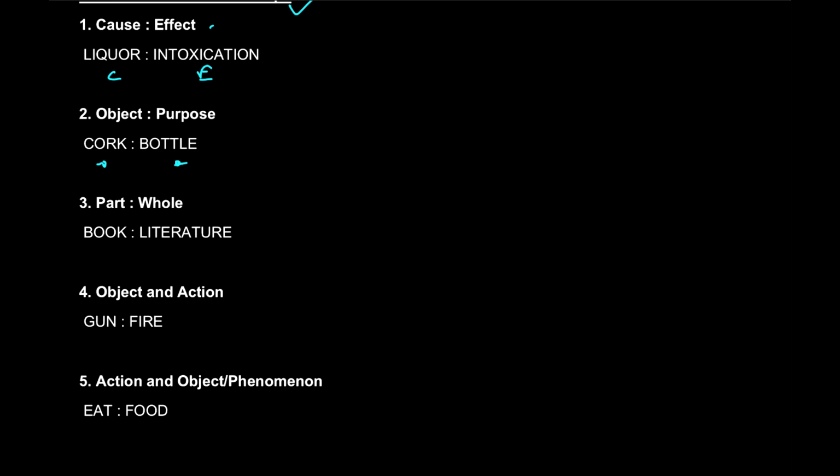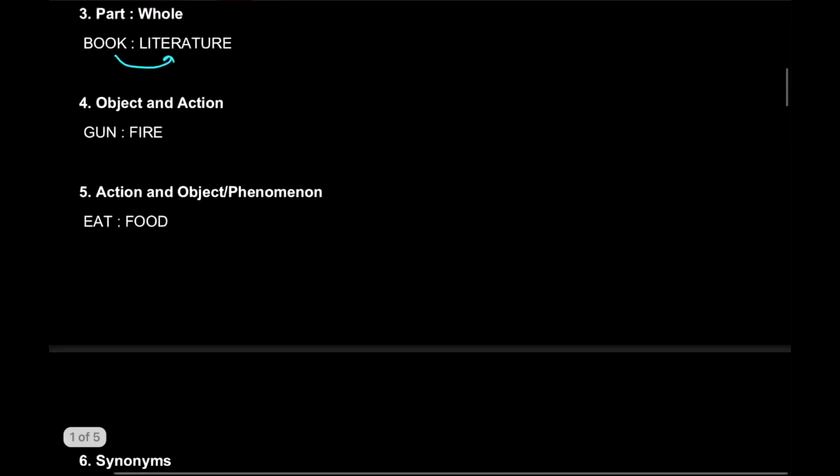Part and whole. That means a book is a part of literature. So you can say that a shred is a part of pottery. टूटे हुए broken piece of pottery को हम shred कहते हैं. So a part and the whole is another relationship we have.